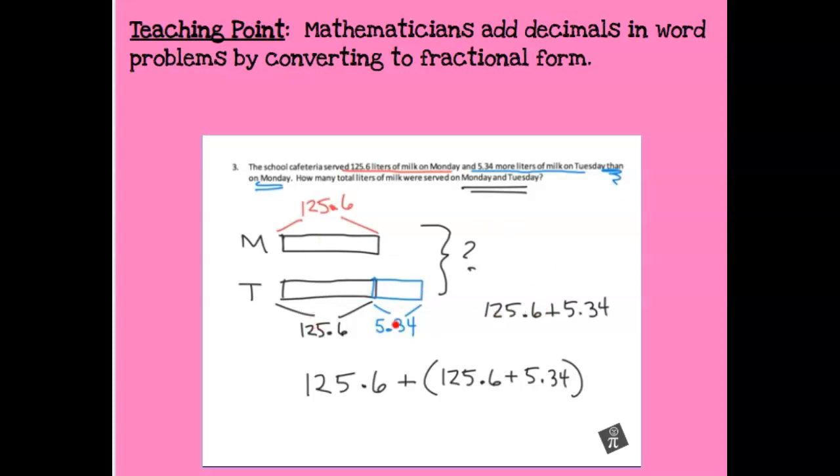So a couple of ways you could think of it as a two-step problem. First, add these two numbers together to get Tuesday, and then add that to get Monday. Or you could think of it as a one-step, but secretly it's the same thing, as one big old huge equation.